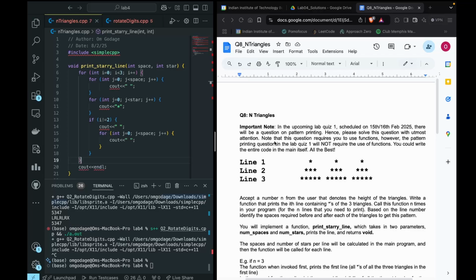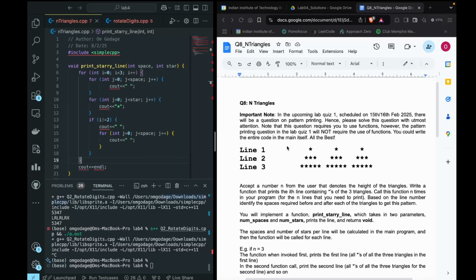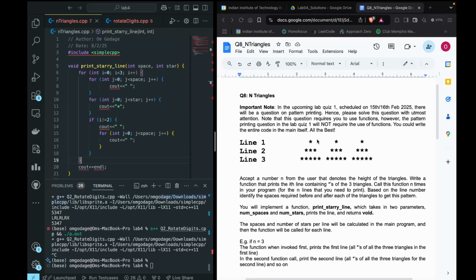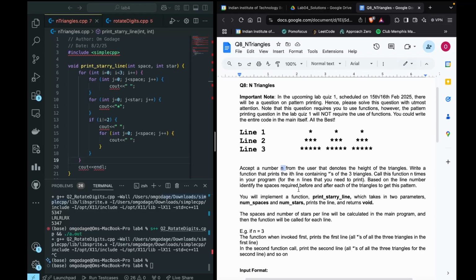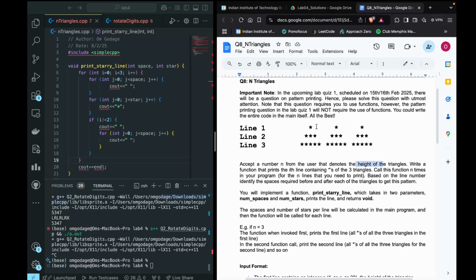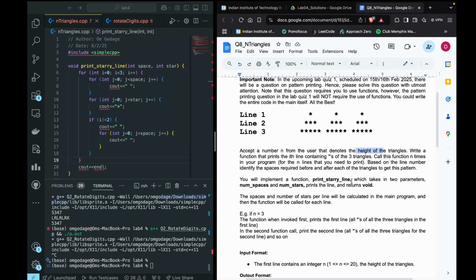Okay, now for the last question, n triangles. In this question, you are given a number n, which denotes the height of the triangles, and you have to print 3 triangles with that particular height. To solve this, you have to make a function called print starry line, which takes in two parameters, num stars and num spaces, and returns void.